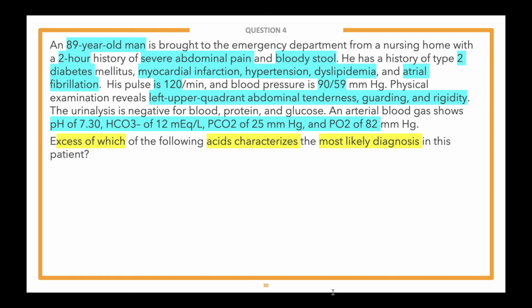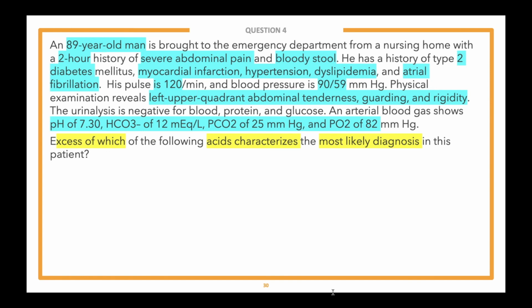And then how long has that been going on for? It's been going on for 2 hours, okay? They then give us an ABG, or arterial blood gas. Always important to know how to look at that and how to decipher that, okay? Then they're asking us excess of which acid characterizes the most likely diagnosis, okay?